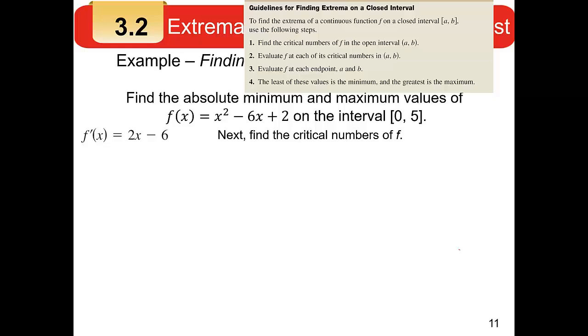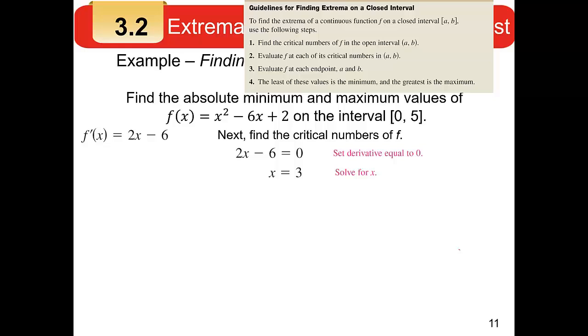Then to find the critical numbers, you find where the derivative is equal to 0 or where the derivative is undefined. And for a polynomial function, there's never any problem with it not being defined. So the only place a critical number will come from for a polynomial function is when the derivative is equal to 0. So if you set that equal to 0, you'll see that 3 is the only critical number.